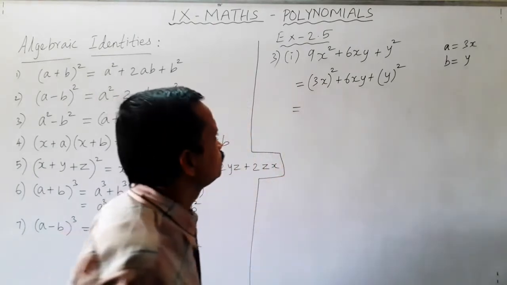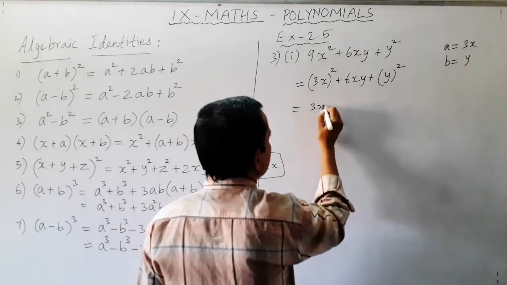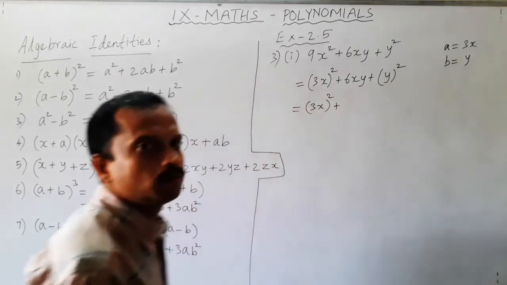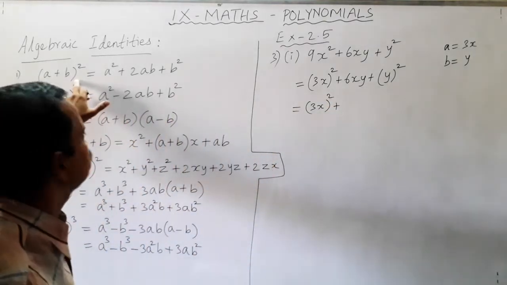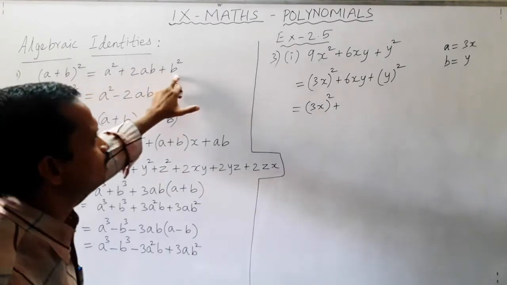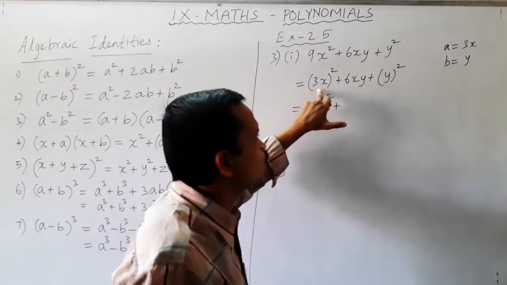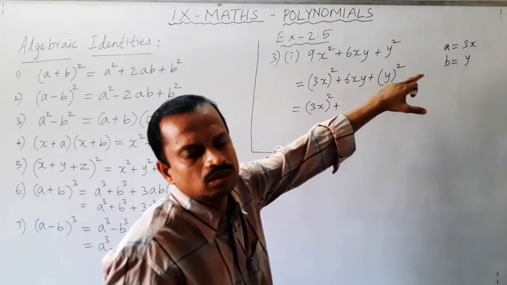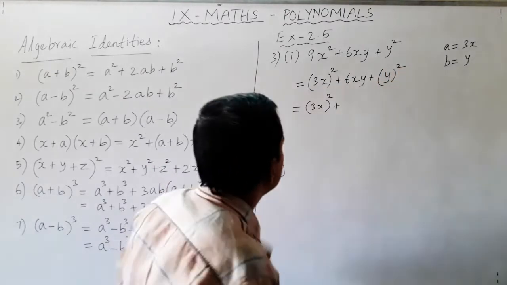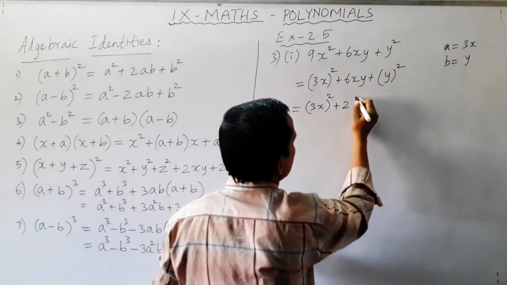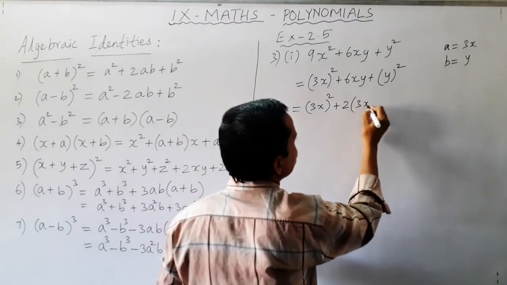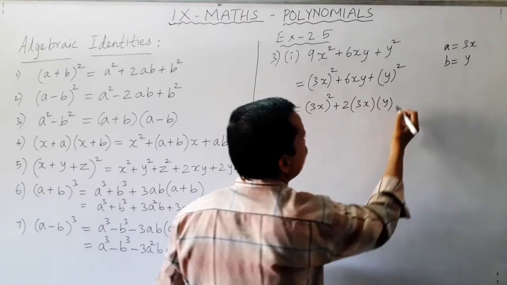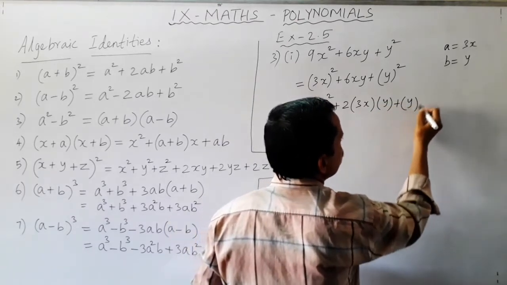Keeping in mind, you just write (3x) the whole square. So plus sign is there, so plus 2ab. You see this identity: a square, b square is there. a square is (3x) the whole square, b square is (y) the whole square. So instead of a, 3x; instead of b, y. So this is a square plus 2ab. 2 into what is a? 3x. And what is b? y. And then plus y whole square.